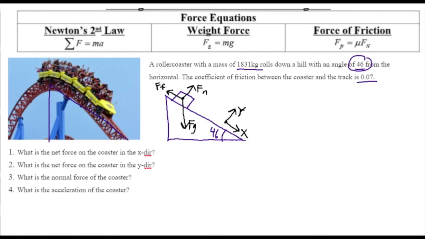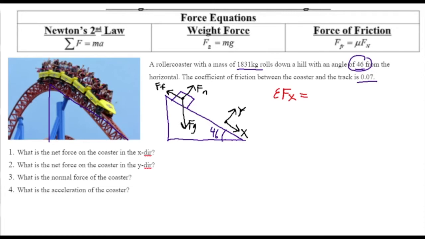Number one says, what is the net force on the roller coaster in the x direction? Well, net force in the x direction would be the forces that point to the right. Well, as we can see here, we have our y pointing perpendicular and our x pointing parallel. But we have force gravity pointing straight down. So force gravity is actually in the x and the y. So we're going to need to split that up.